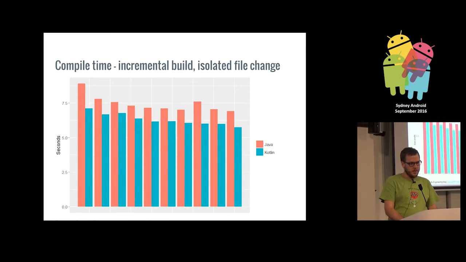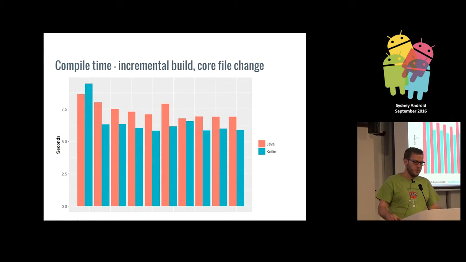Incremental builds with isolated file changes. And that's where Kotlin's starting to go down a little bit. So you're seeing the same kind of difference with about 5 seconds in the isolated file changes. And skip to the next one, core file changes. So this is a lot of the code in the app will have to be recompiled. You're seeing that Kotlin's actually faster in those cases. So that's performance covered.